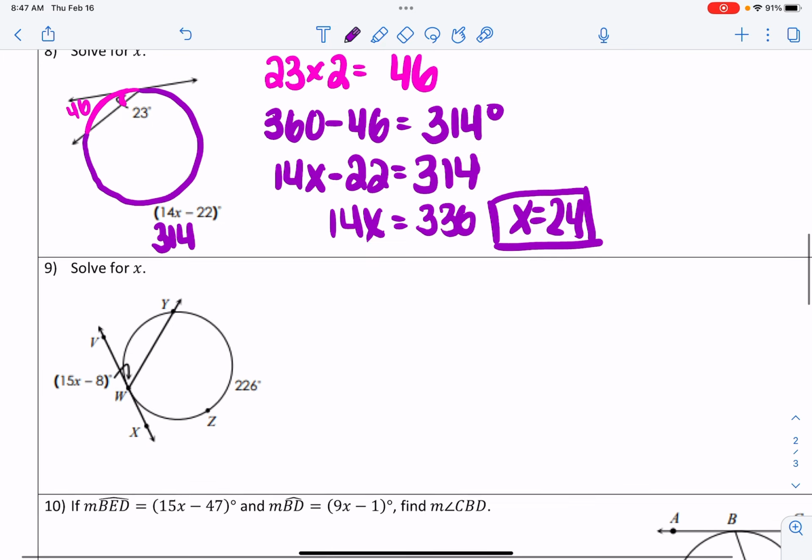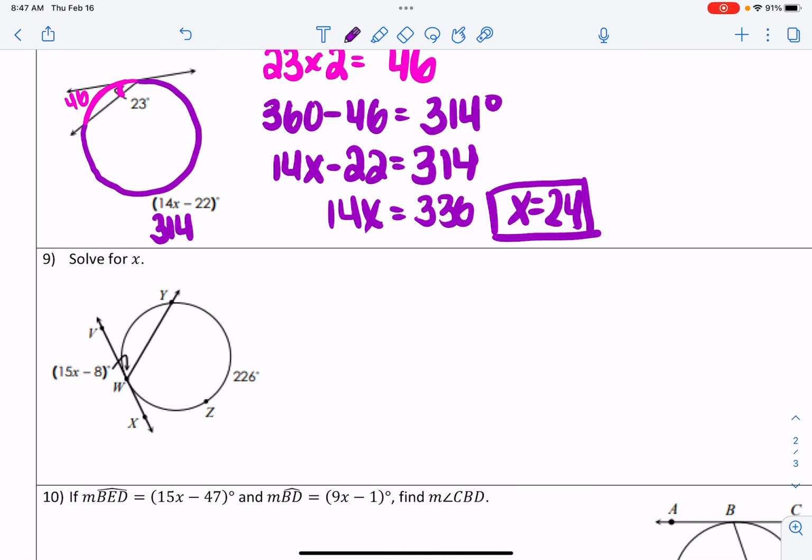If you want to try a problem that's similar to number 8, try number 9. Pause this video for a second and just try it out. I will write up the problem in 5 seconds.